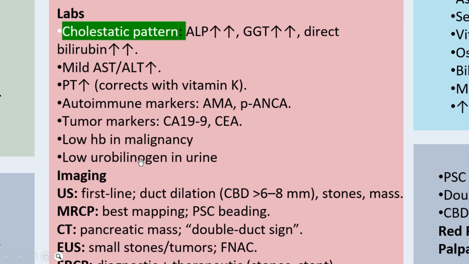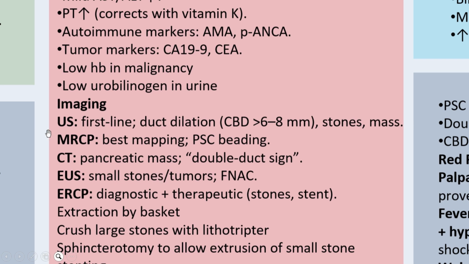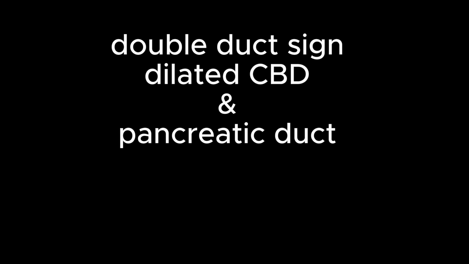Then when you do imaging, ultrasound is the first line investigation, and we may see a duct dilatation. If you see duct dilatation or the CBD more than 6 to 8 millimeters, then most probably you're having a stone or a mass. We can do MRCP, we can do the CT, or you can see a pancreatic mass or a double duct sign. This is when you have a pancreatic duct that is dilated as well as the common bile duct. That is called the double duct sign.